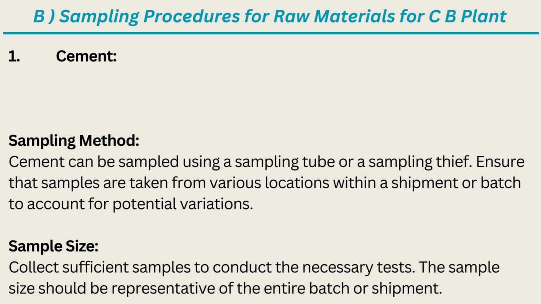Cement can be sampled using a sampling tube or a sampling thief. Ensure that samples are taken from various locations within a shipment or batch to account for potential variations. Sample size: collect sufficient samples to conduct the necessary tests. The sample size should be representative of the entire batch or shipment.